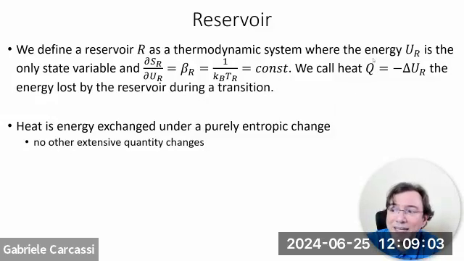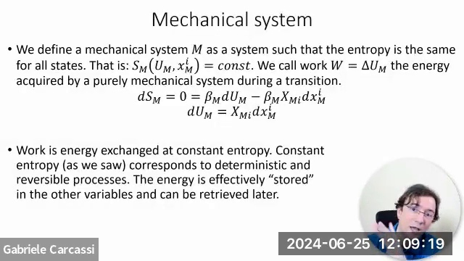And you define heat as minus the energy lost by the reservoir during that transition. And so heat is just the energy exchanged under a purely entropic change. There is nothing else that is changing, only the entropy. There are no other extensive quantities. And now you have the dual.